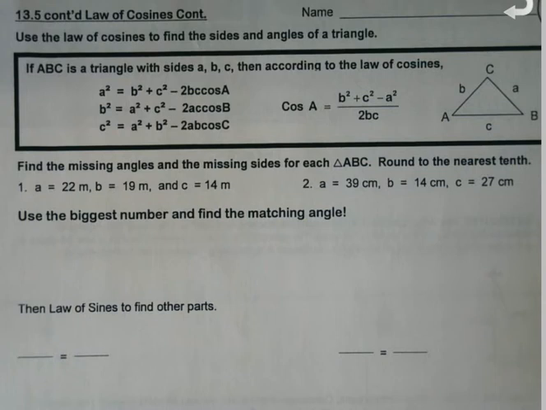So here's what we're going to do. Find the missing angles and missing sides for each triangle. Well, for right now, it's going to be missing angles, because that's all we have. But here's the kicker with this.